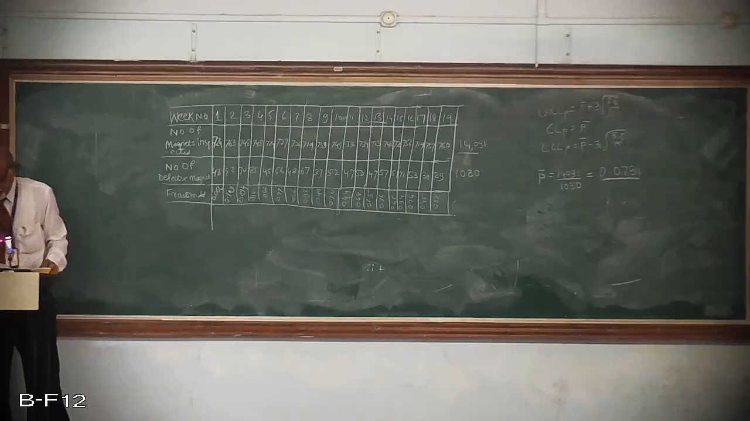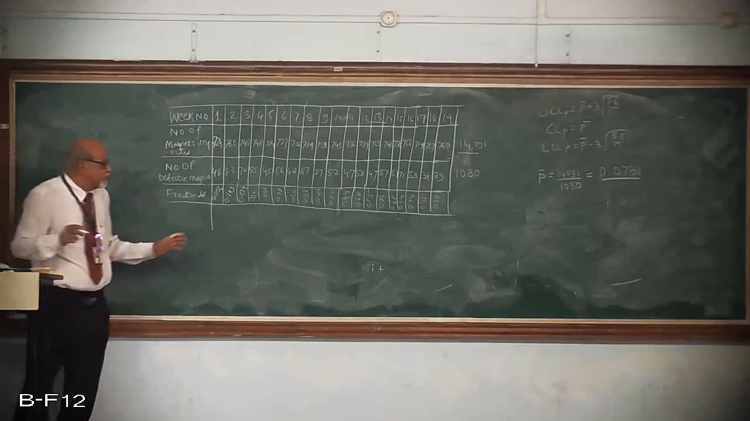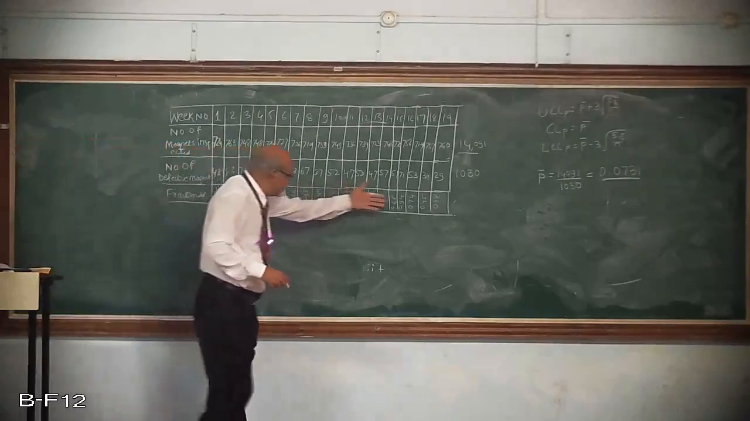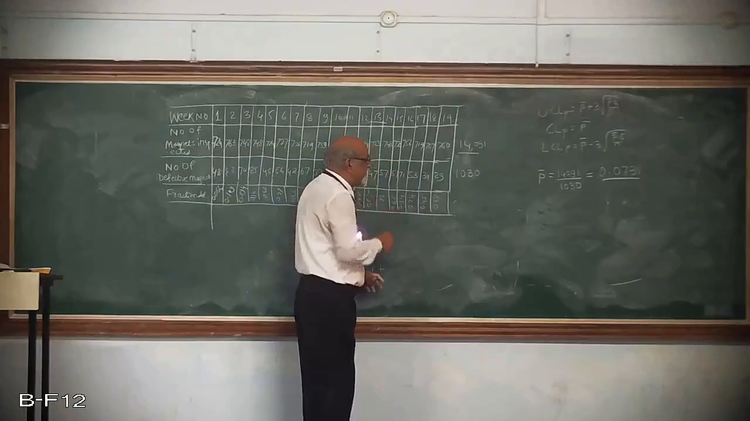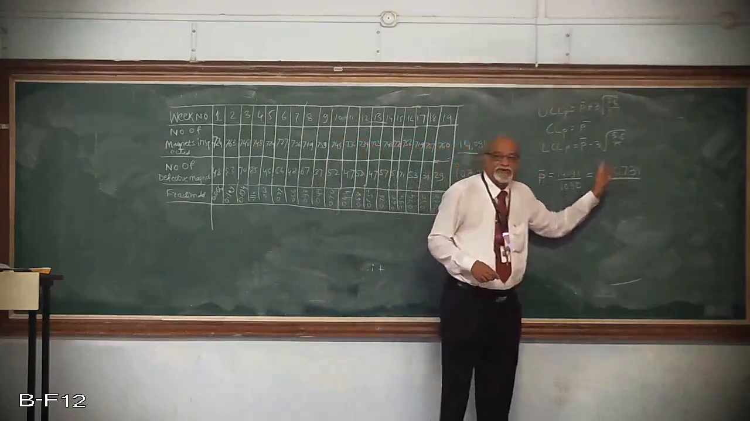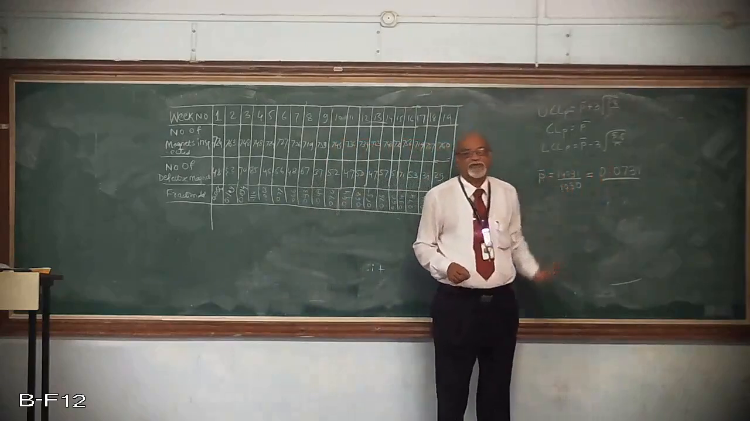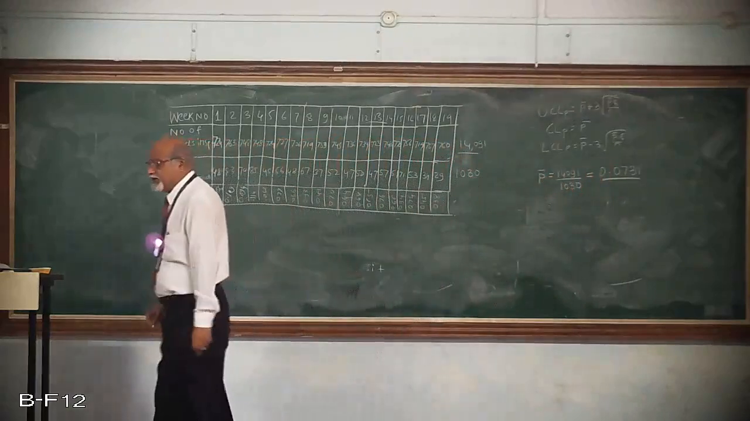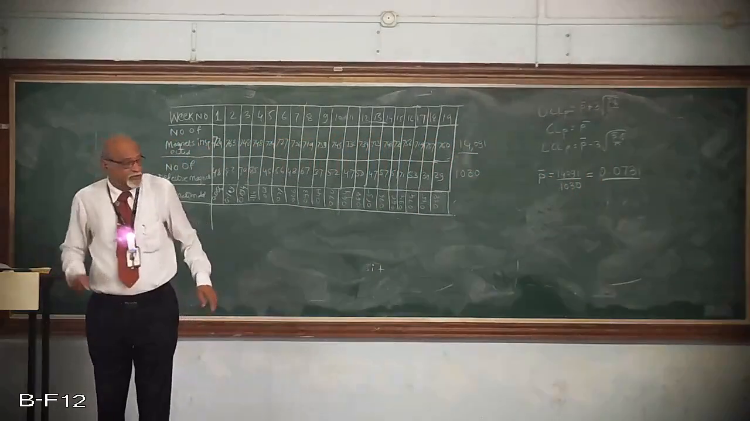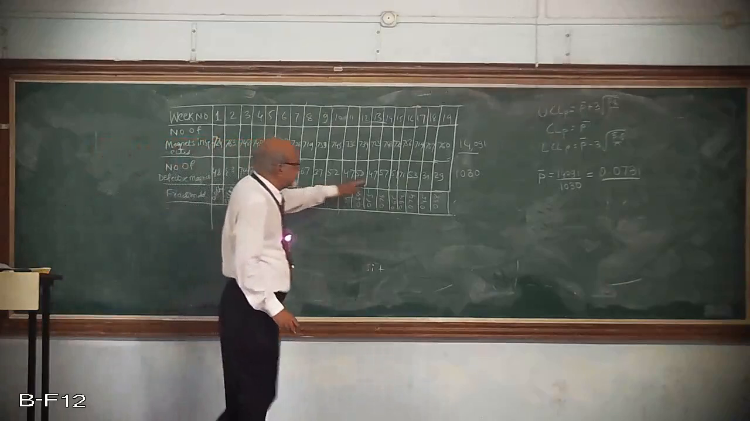So the other way is, what I could have done, I would have summed up all these values and divided by 19, and I would have got the same result, P bar. The next one, what we will do is, these are the things which have been calculated.